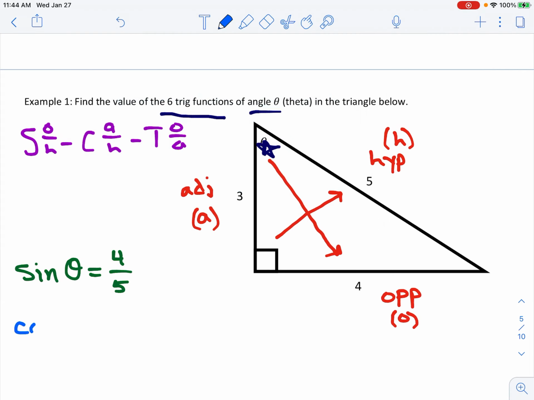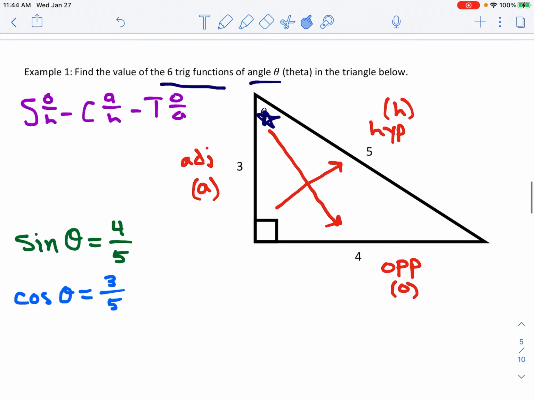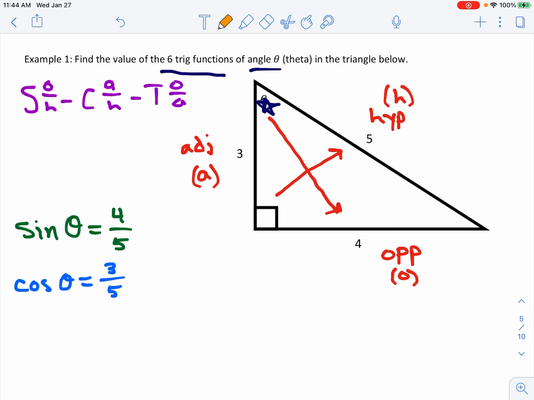I'm going to do my cosine second. Cosine of that theta angle says I need adjacent side first. Adjacent has a 3. Hypotenuse was a 5. My fractions are all reduced, so I don't have to worry about anything right now. Now, let's go ahead and list our last function, tangent of our big 3, tangent of theta. That equals opposite over adjacent. So opposite was 4. Adjacent was 3. So we use our SOHCAHTOA to help us set up our fractions.